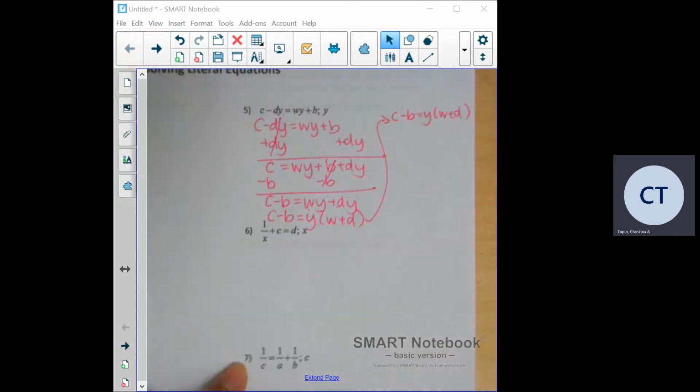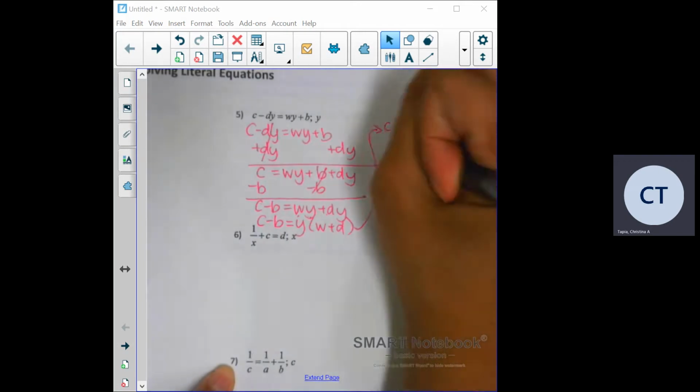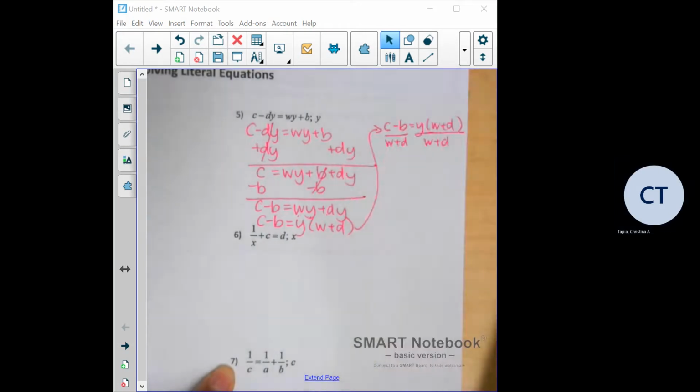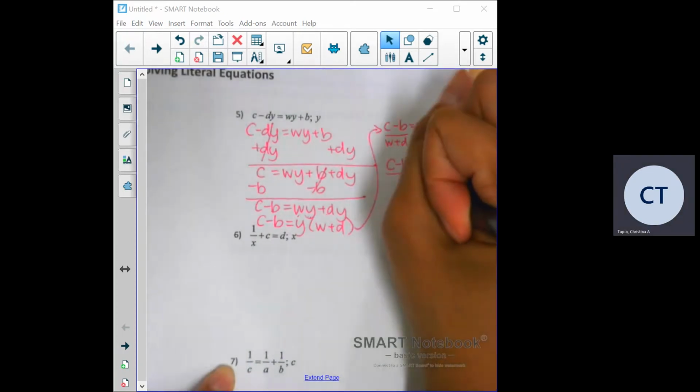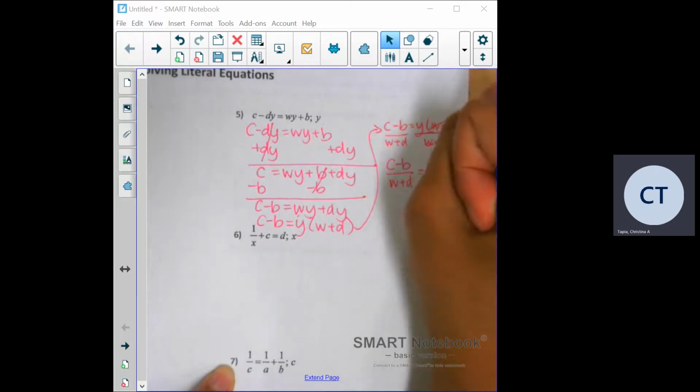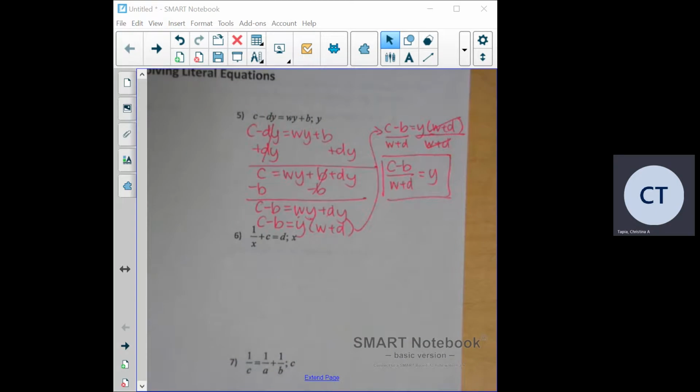I'm going to rewrite it. And I'm going to divide both sides by w plus d. These are going to cancel. And I'm left with c minus b over w plus d equals y. You've seen this before. If you haven't, congratulations, now we did.